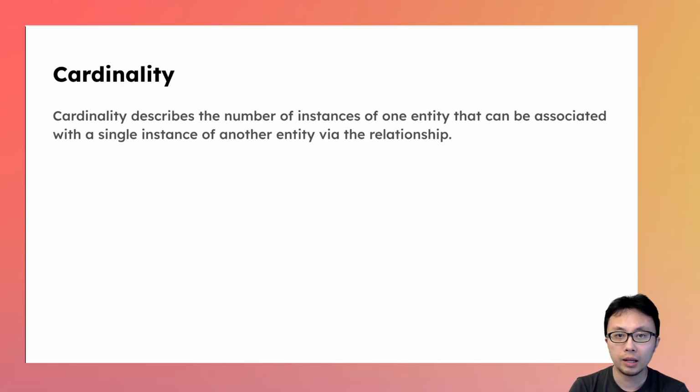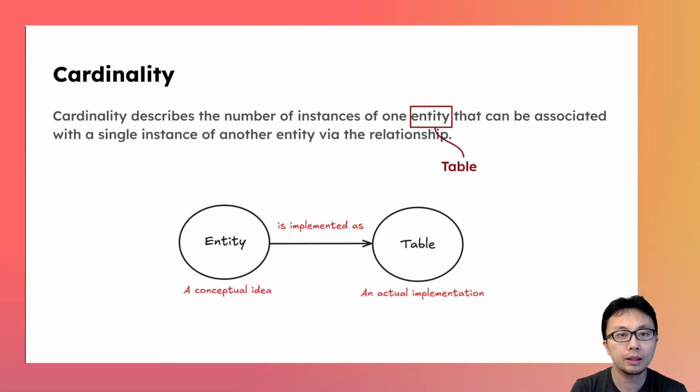Cardinality is an important characteristic of a relationship between two entities, describing the number of instances of one entity that can be associated with a single instance of another entity via the relationship. In case you feel lost about the terminologies, an entity is essentially the same as a table. An entity is a conceptual idea of a real-world object or concept. A table is the implementation of an entity in a database.